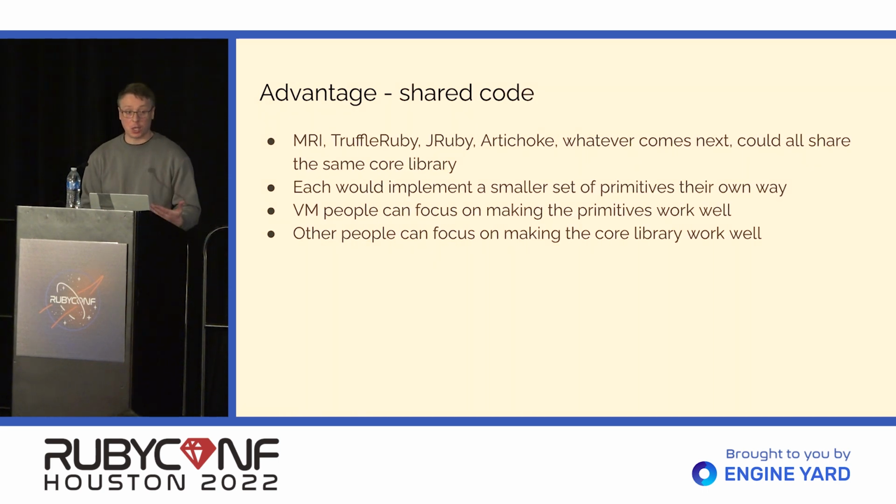Another advantage is we can share this code. MRI, TruffleRuby, JRuby, Artichoke, whatever comes next can all share the same core library. Each would implement just a smaller set of primitives their own way, so they can still do things differently to make it suit what they want to achieve, but they can share the core library on top, unmodified. VM people can focus on making the primitives work well, while the rest of the community worries about the core library and making that work well. It would mean that people were more free to make contributions to the core library based on what they know from their application development, and let the VM people worry about the primitives underlying it.